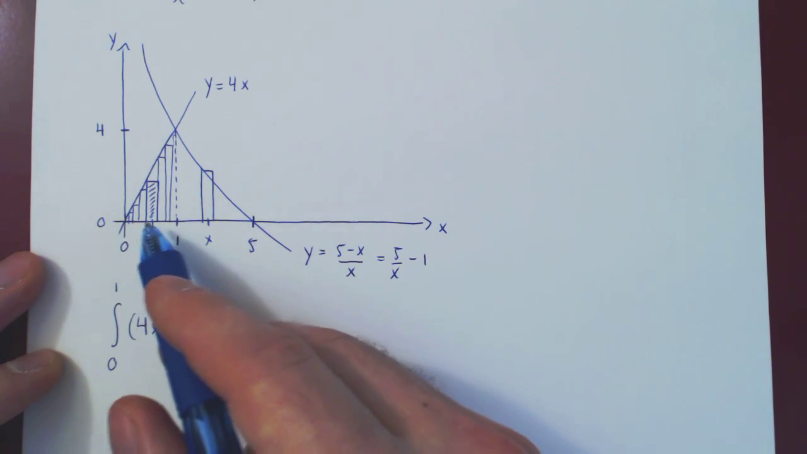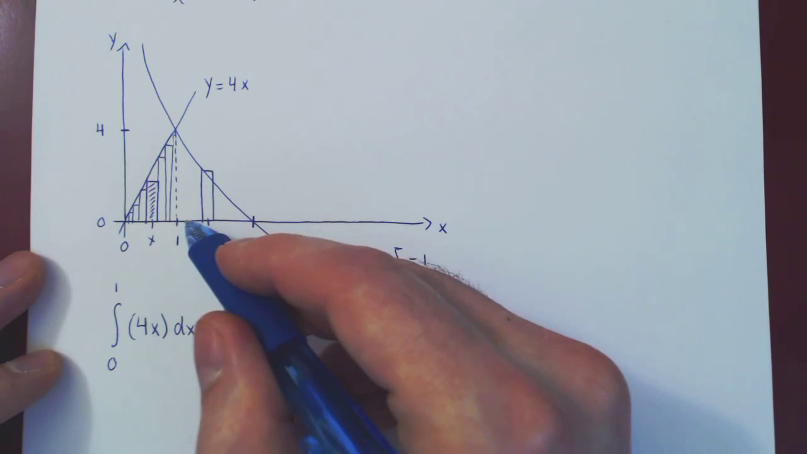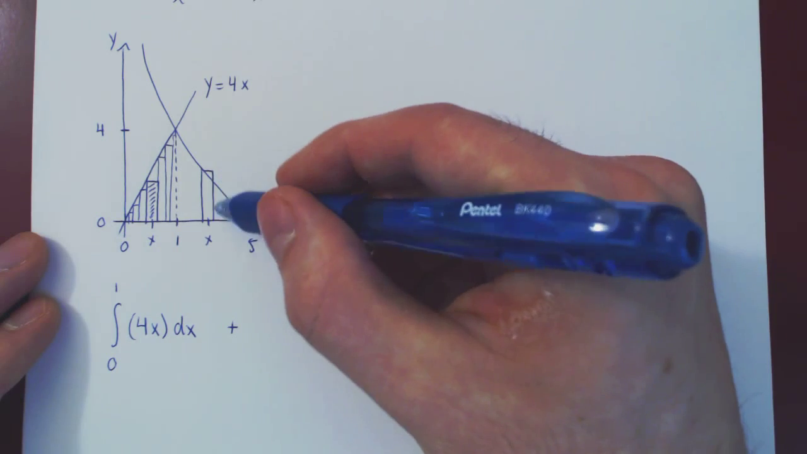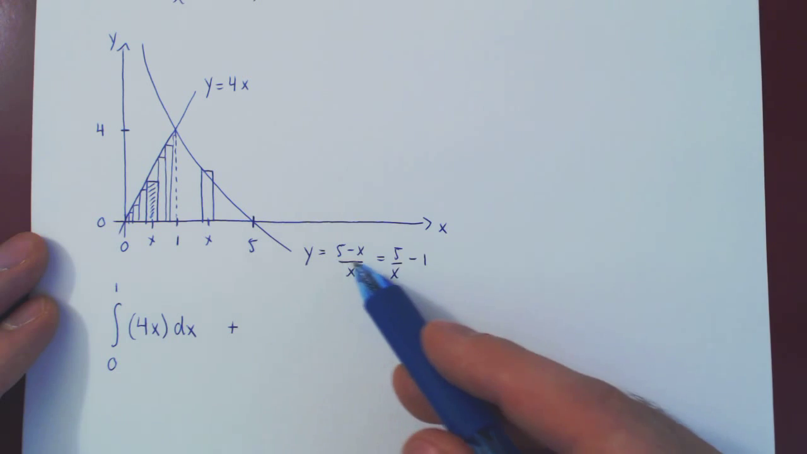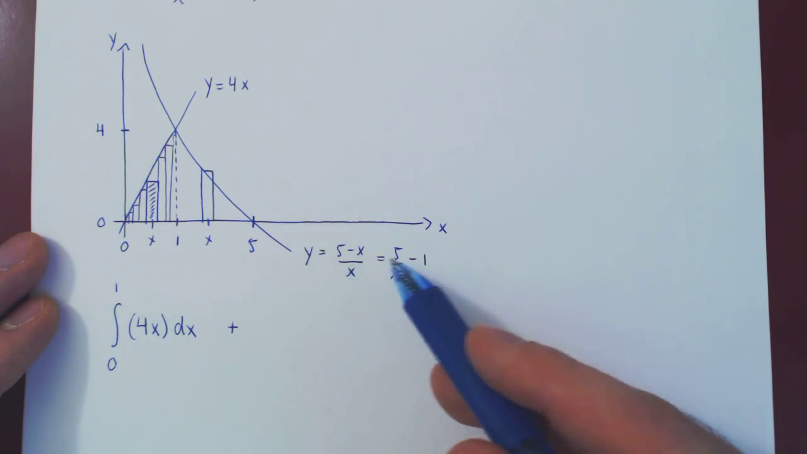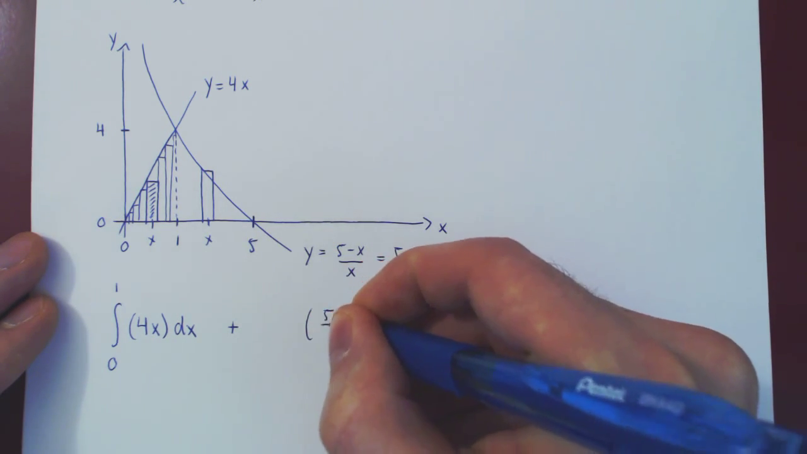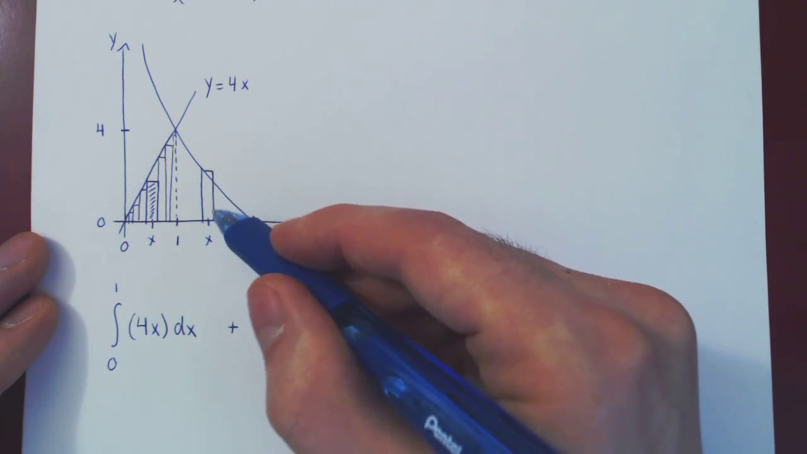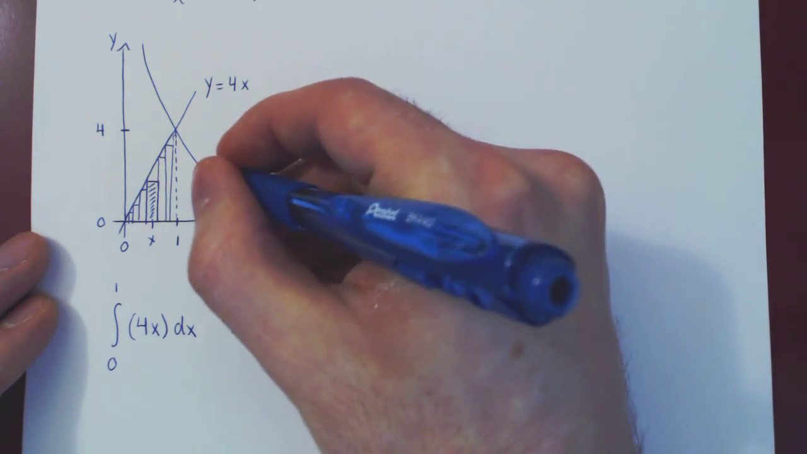Okay, that's only part of the region. To get the total area, we have to add now the area of the other region. So here, well, the height of the rectangle is the y value on the other function, which is 5 over x minus 1, and I'm going to use this as it will be easier to integrate. This is the height of the rectangle times the width again, which is dx. This is the area of just one rectangle.